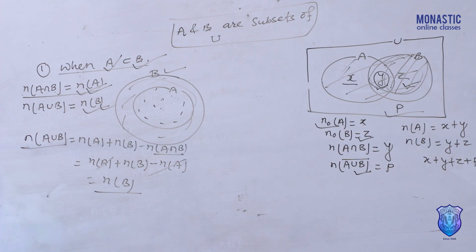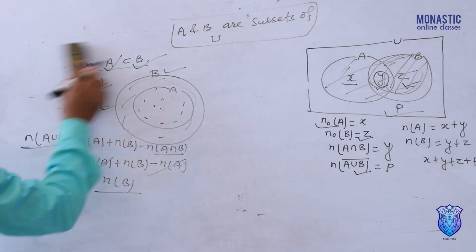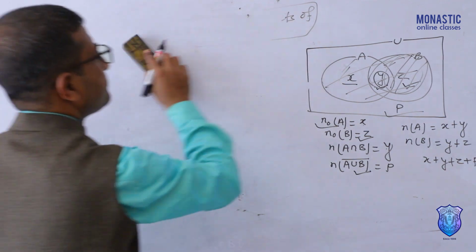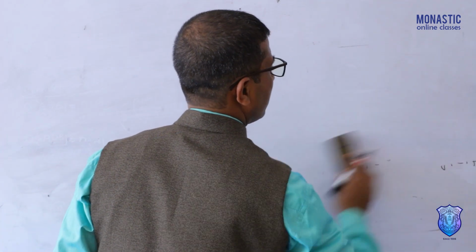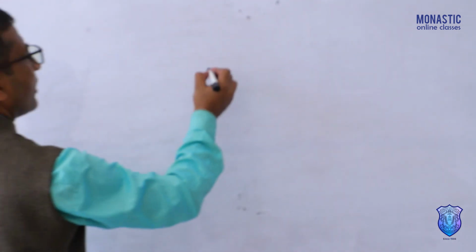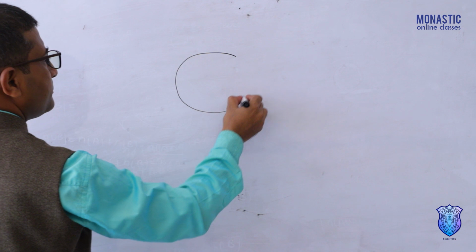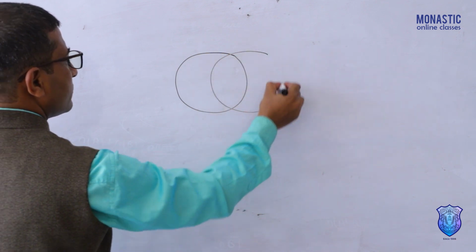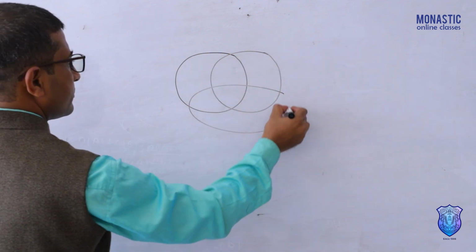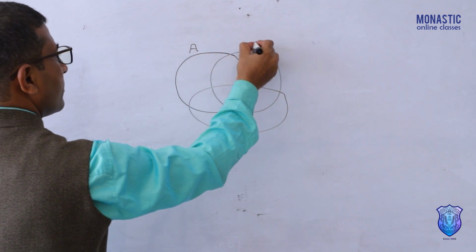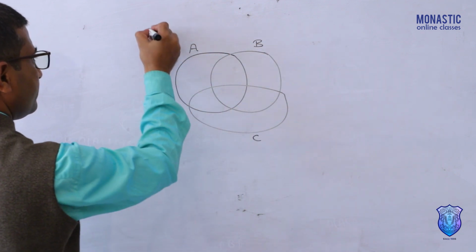In class 10, we have to learn when three sets are given, A union B union C. So when we have three sets given, how can we find the formula of union? Now look at this figure. A, B, C.